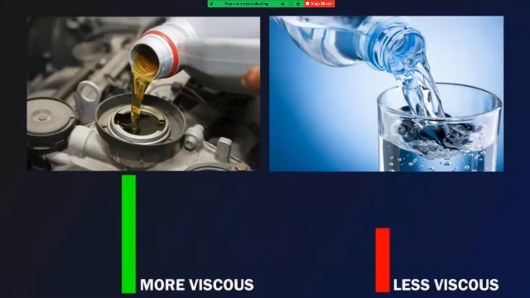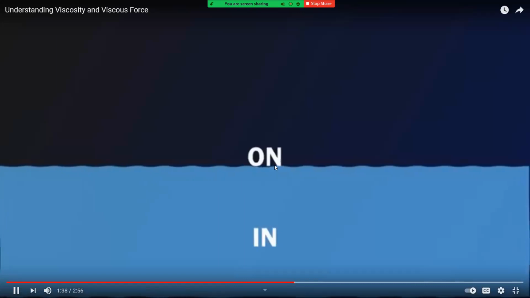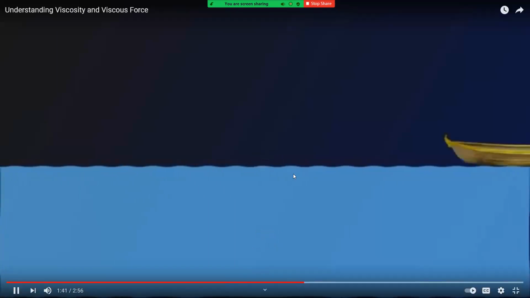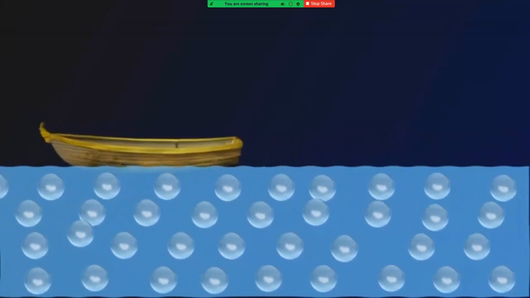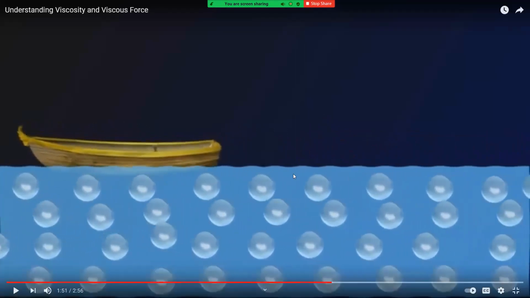Now let's understand what happens when a solid object moves in or on a liquid. Imagine a boat is moving on water. With the boat, the water molecules on the top layer are also moving. You should know that if you want to understand the behavior of the liquid, you should look at it layer by layer. When the boat is moving, the first layer, which is touching the boat, also moves. But in the second and third layers, there will be less movement.